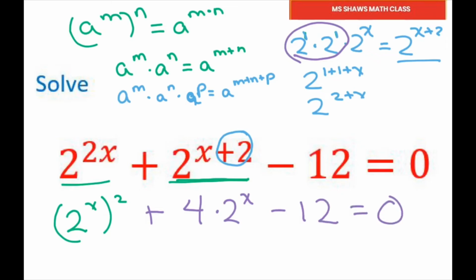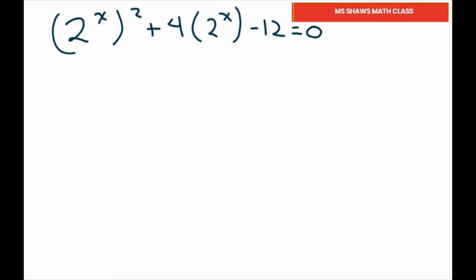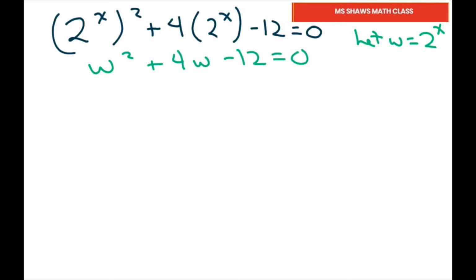equals 0. So now I can let 2 to the x equal w, and if I do that, everywhere there's a 2 to the x, I'm going to put w, so you have w squared plus 4w minus 12 equals 0, and it's much easier to factor. So here we have it. I'm going to go ahead and let w equal 2 to the x power. W squared plus 4w minus 12 equals 0.